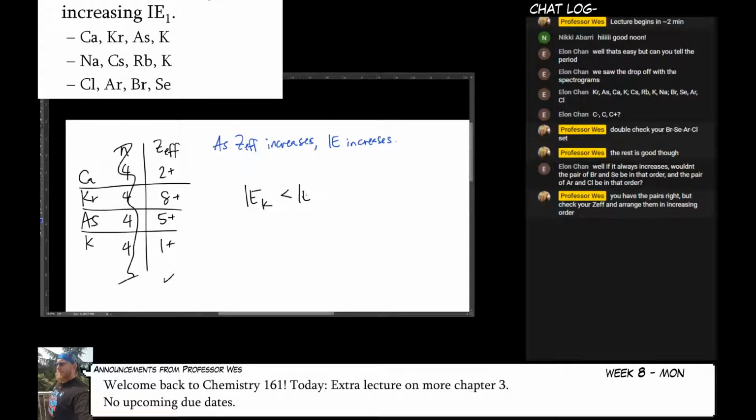And then calcium. Oops, that doesn't really look like the symbol for calcium there. And then what's the next one? Arsenic. And then krypton. These are all IE1, by the way. So there you go. There's the first order.